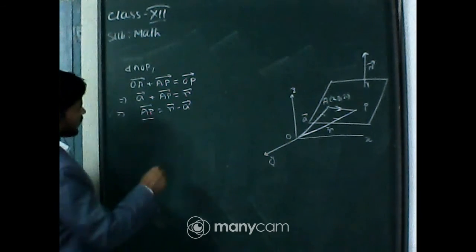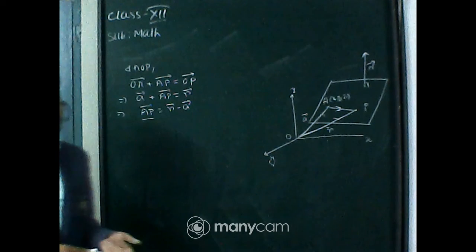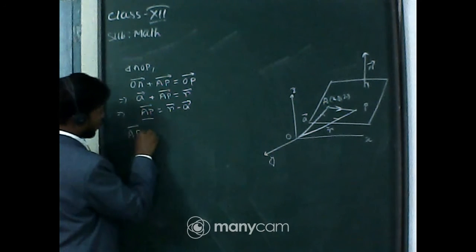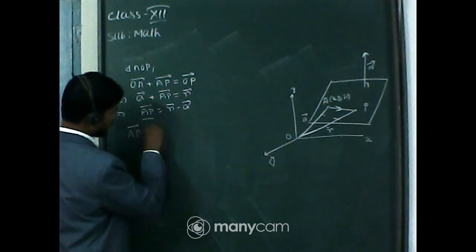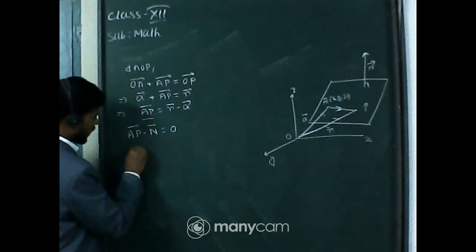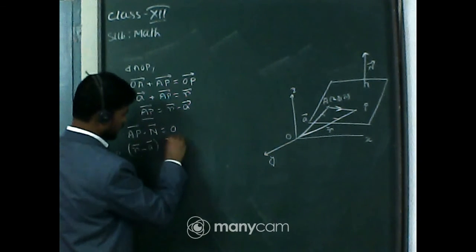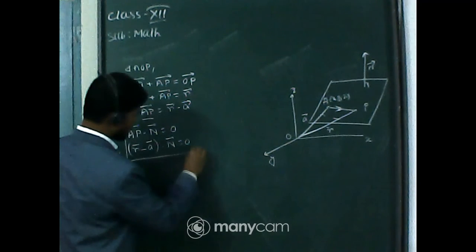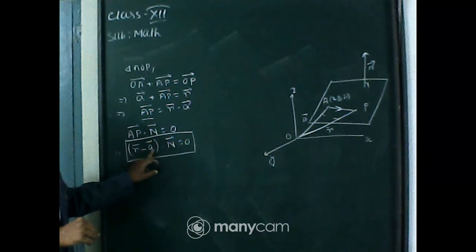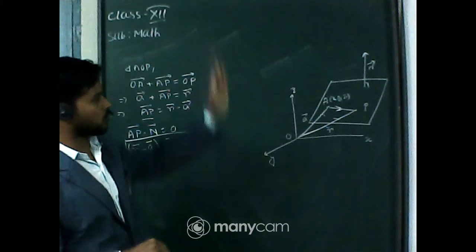So we know that if the angle between two vectors is 90 degrees, their dot product is 0. So we can say AP dot n vector is equal to 0. Now put the value of AP, that is, (r vector minus a vector) dot n vector is equal to 0. This is the vector equation of the plane passing through the point whose position vector is a, where n is the vector perpendicular to the plane.